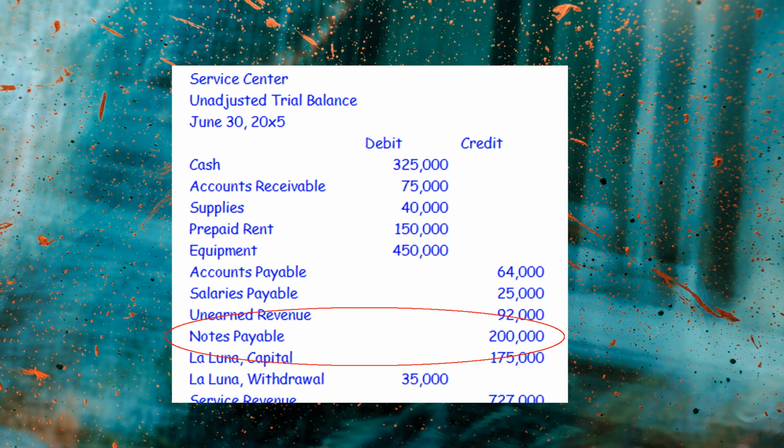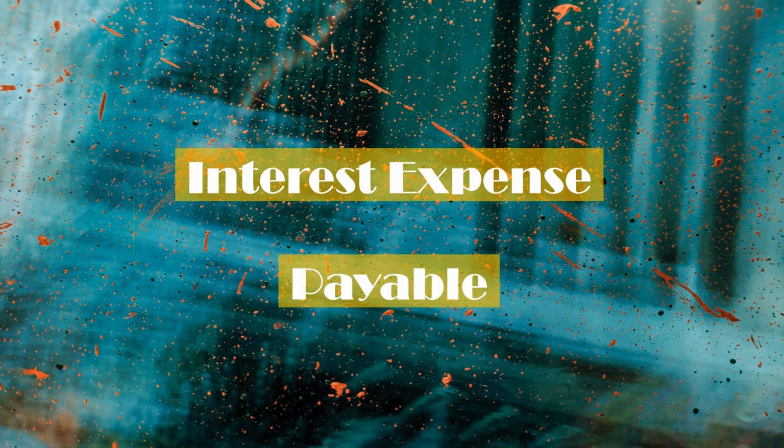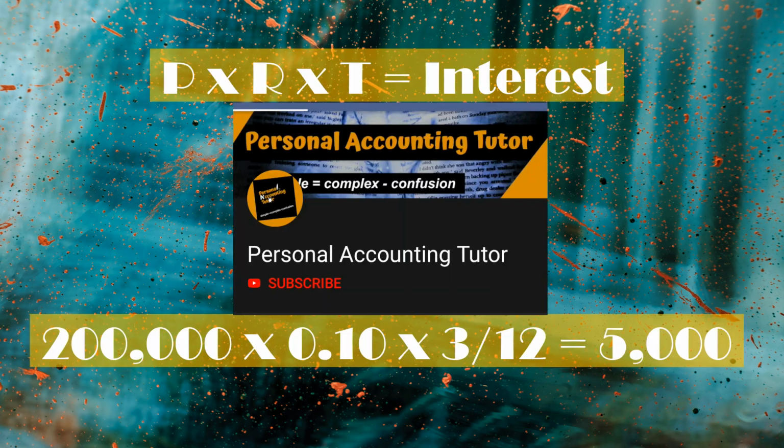This time, say you found notes payable amounting to 200,000. Now that's our principal amount, and that's a signal again that we're accruing an interest expense because it's related to a payable. So 200,000 times 0.10 times 3 over 12 equals 5,000.